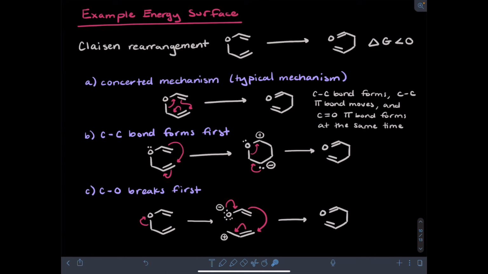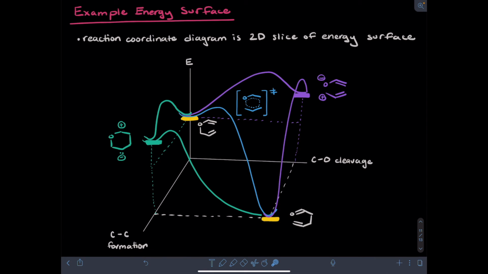What I'm going to show you on the next page, which as a warning is going to look pretty complicated, is a way of depicting all three of these possible mechanisms in a single multi-dimensional graph. I will call this my energy surface. And what we usually think of as a reaction coordinate diagram is just one slice of this energy surface.